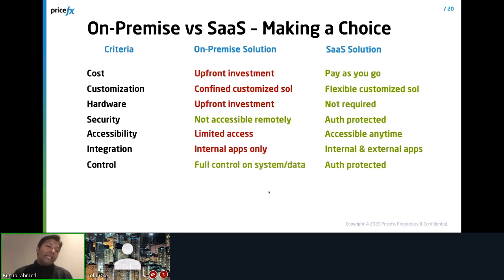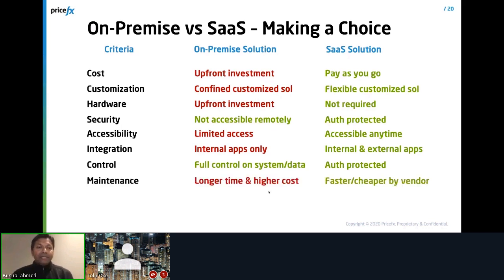For control, again, another important part. You are going to have full control on system and data for on-premise because it is within a private space. For SaaS solution, again, we will be able to achieve the same by proper authentication and authorization in place.